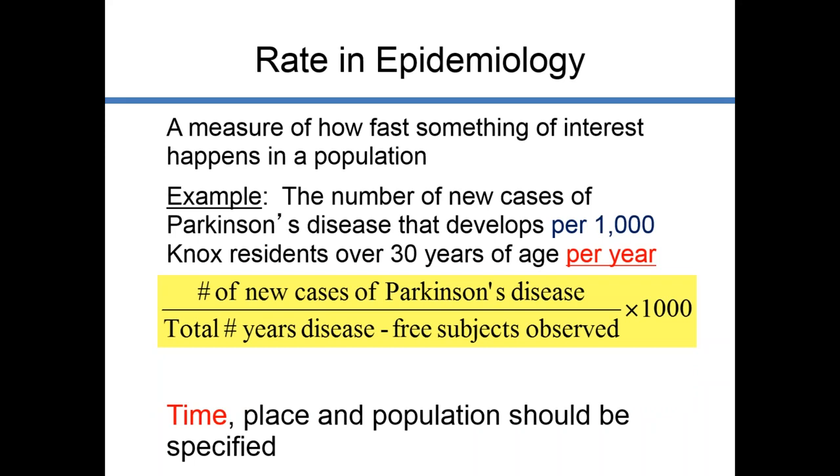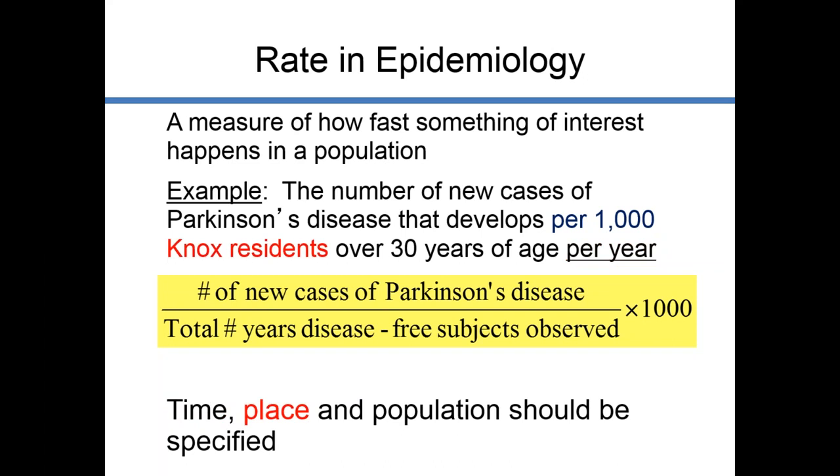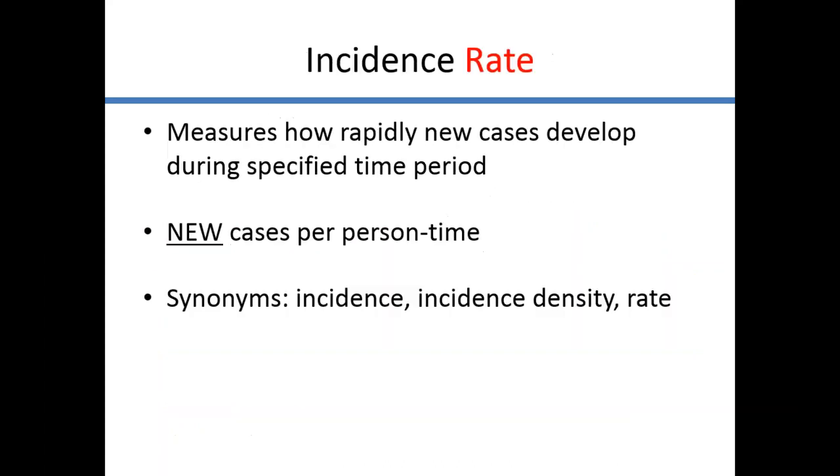This slide is mainly to emphasize again that we included the place, which is Knox County, the population, Knox County. We included the specifics, like are they residents over 30? These are residents over 30 years of age. So we have the time per year, we have the place, Knox County, we have the population, people over 30 years of age. That's just something that we remember all the time.